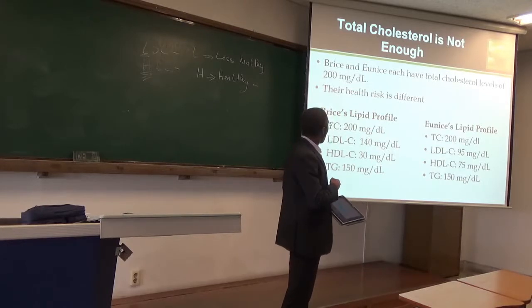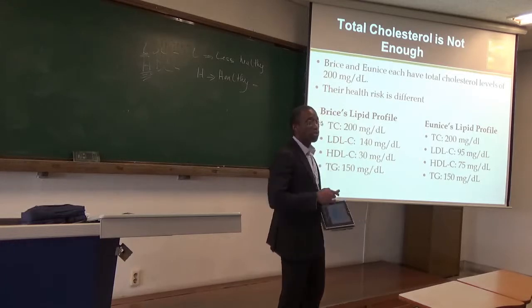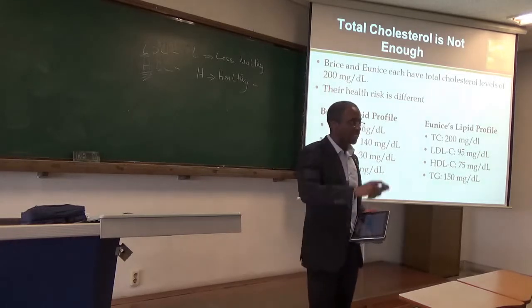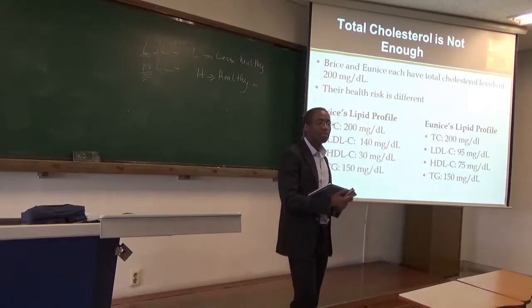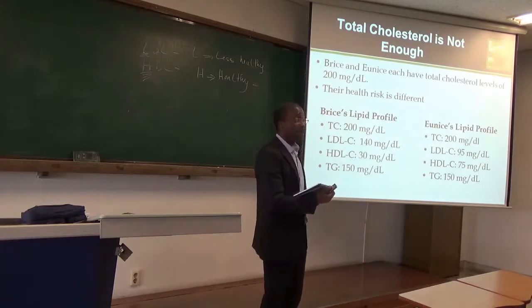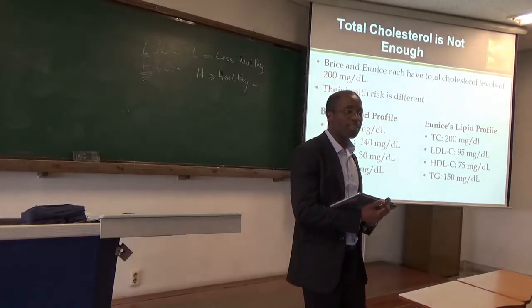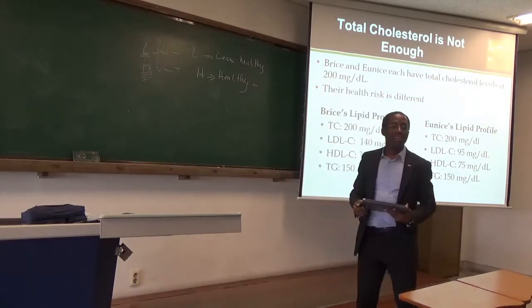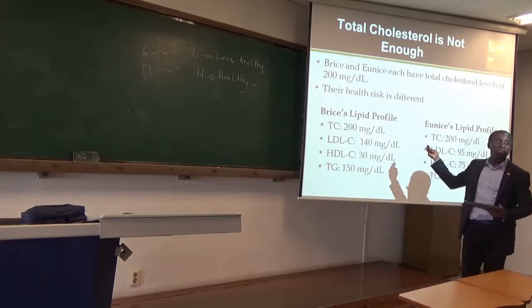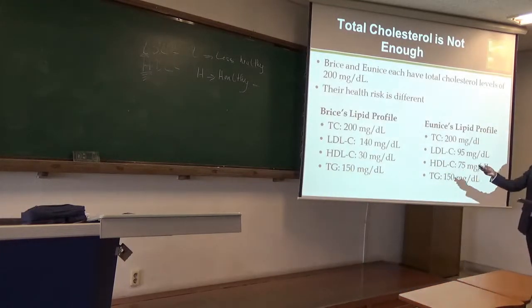All right, so tell me, why is this guy Brice at a higher risk of developing coronary heart disease? Why? Say that again. I don't hear you. Why? Are you looking at Minju? Minju, who's at risk of developing coronary heart disease here? Is it Brice or Eunice? Look at the lipid profile. Who's at risk of developing coronary heart disease here?